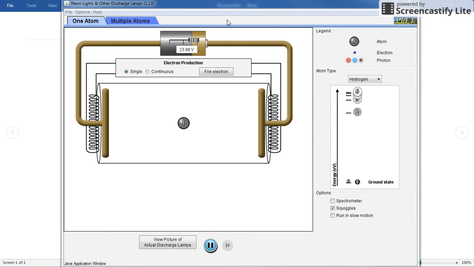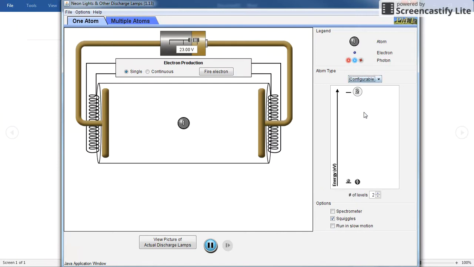Now, if you have a look at this simulation, we're going to use the configurable one, and we're going to just have the two energy levels. Now, if I just fire an electron, notice what happens when it hits the atom. And I'll just do it again so you can see that the electron gained energy and then it dropped back down to the first energy level and gave off some energy.